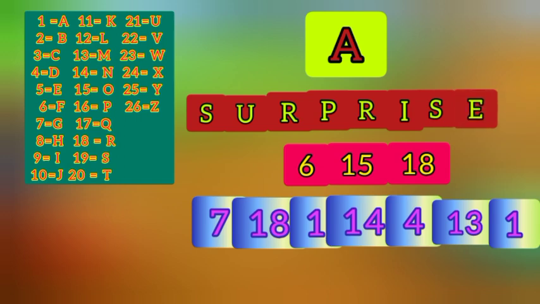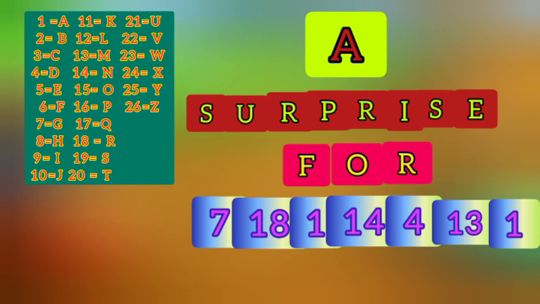Now in the third line, the numbers that are given are 6, 15, 18. So, which is the sixth letter? It is F. Which is the 15th letter? It is O. And which is the 18th letter? Very good, boys. It is R.